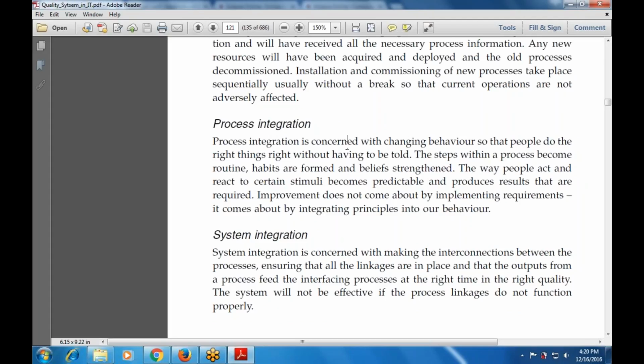Next is system integration, which is concerned with making the interconnection between the processes, ensuring that all the linkages are in place, and therefore the output of a process feeds the interfacing processes at the right time. Whatever the processes, whatever the quality, it is used at the right time and in the right quality. And the system will not be effective if the linked processes do not change or do not function properly, or whenever the data linked to the process is not properly used.